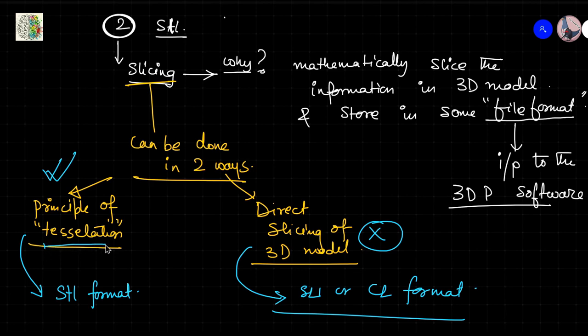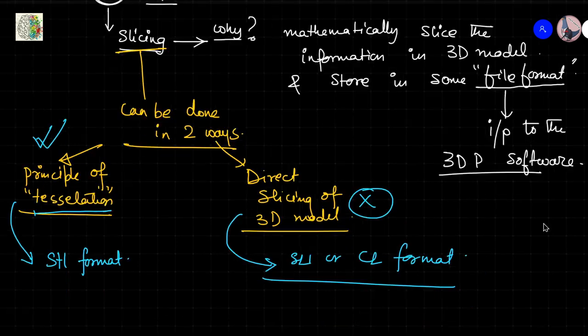Okay, now what is this tessellation? Tessellation is actually a mathematical term, which means you will try to map any known surface with other small repetitive patterns. I will try to show you an example.